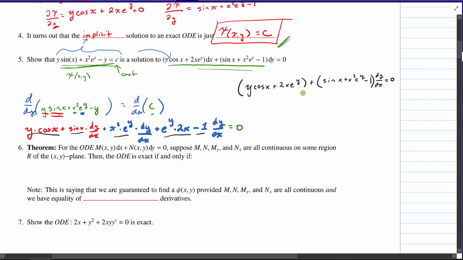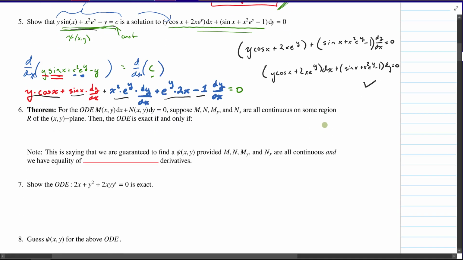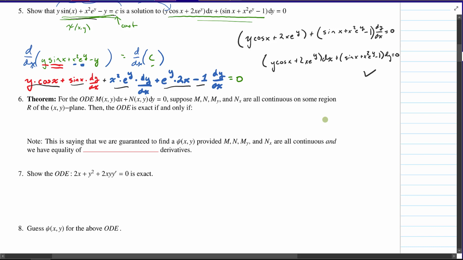So now we're checking to see whether or not this solves the ODE. Notice we are only one step away now from being in that differential form. The trick is to multiply both sides of this equation by differential x formally, and that gives us (y cosine x plus 2x e to the y) dx plus (sine of x plus x squared e to the y minus 1) dy equals 0. And sure enough, we've confirmed that this psi of xy, when set equal to a constant, is in fact a solution to this ODE.